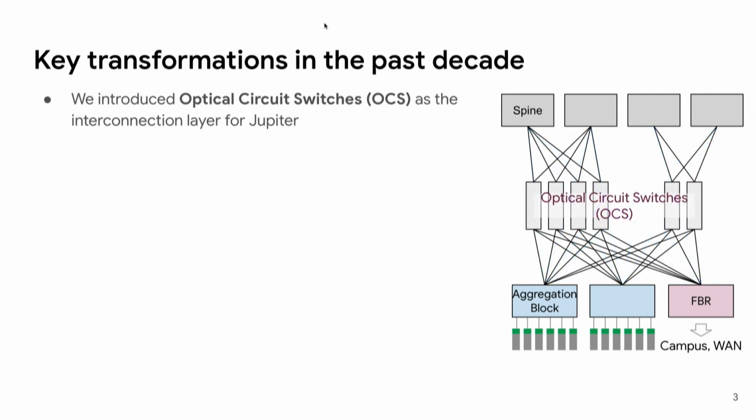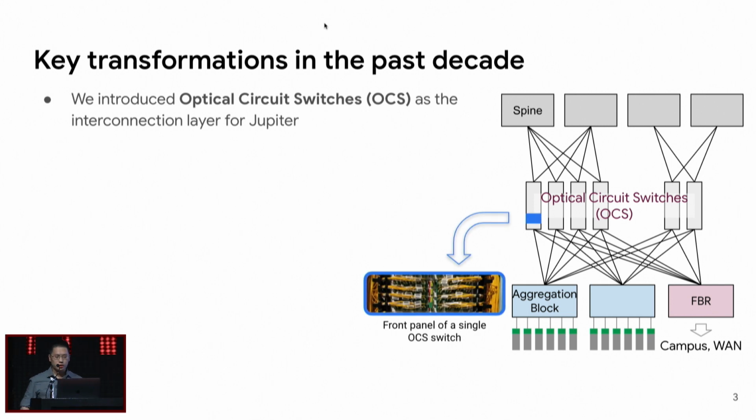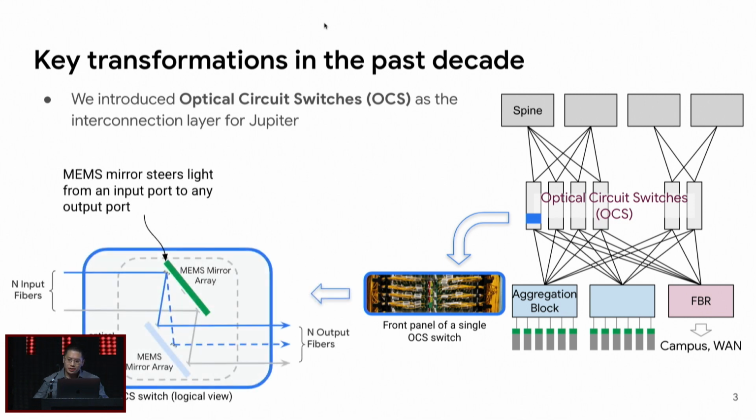First, we've introduced optical circuit switches, or OCS, as the interconnection and interoperation layer. Here's a visual of the front side of a single OCS chassis with dozens of optical fibers from aggregation blocks. Inside the OCS are arrays of so-called MEMS mirrors that can steer light from any input port to any output port. Now, the nice thing about OCS is that it's data rate agnostic, so it doesn't have to be upgraded when the rest of the network transitions from 40 gig to 100 gig, 200 gig, and beyond.